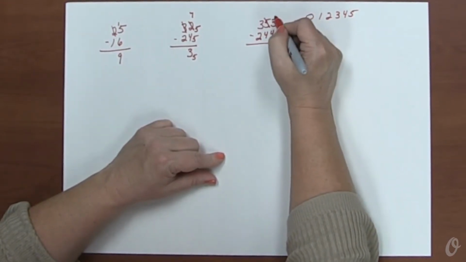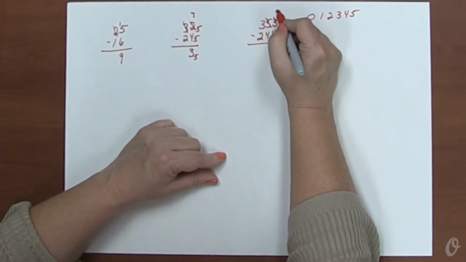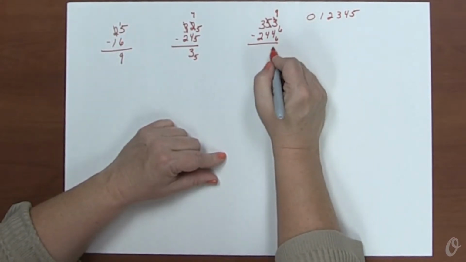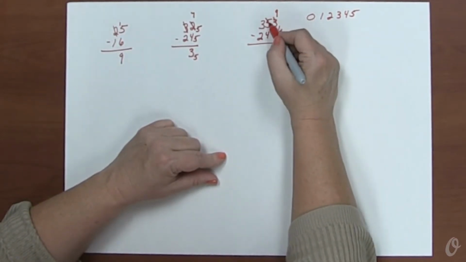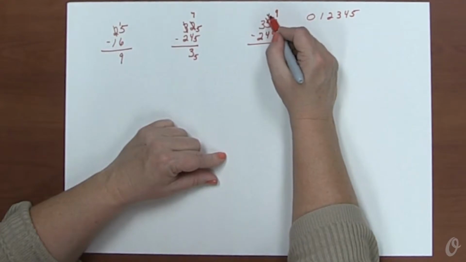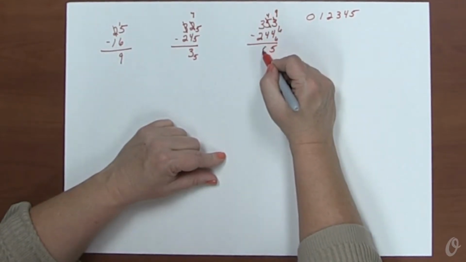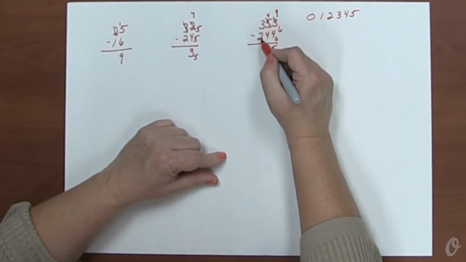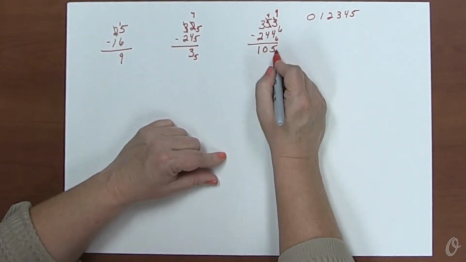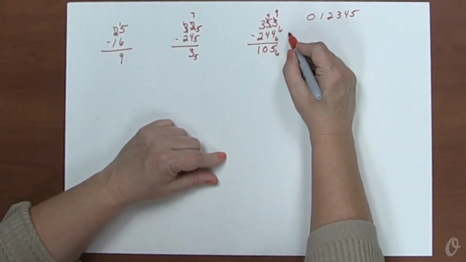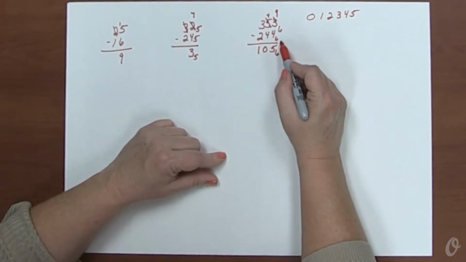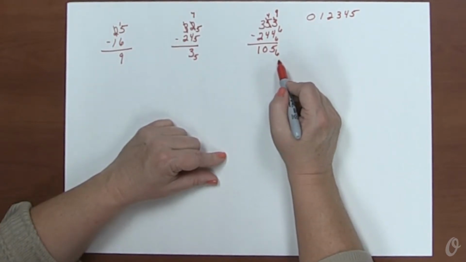So 6 plus 3 is 9, and 9 minus 4 is 5. Now when I borrowed from the 5, that made it a 4, and 4 minus 4 is 0. 3 minus 2 is 1. So 3, 5, 3 base 6 minus 2, 4, 4 base 6 is 105 base 6.